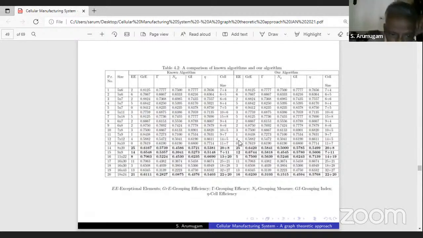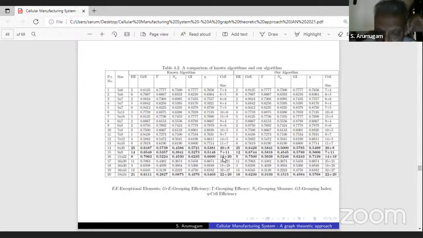And for 4 cases, my algorithm gives a better solution. For example, for problem number 15, my algorithm gives 12 exceptional edges and 7 plus 11 size. The original paper algorithm also gives 7 plus 11, but their exceptional edges is 14. So my algorithm gives a better answer than the existing algorithm. Again, it happens for example 16.